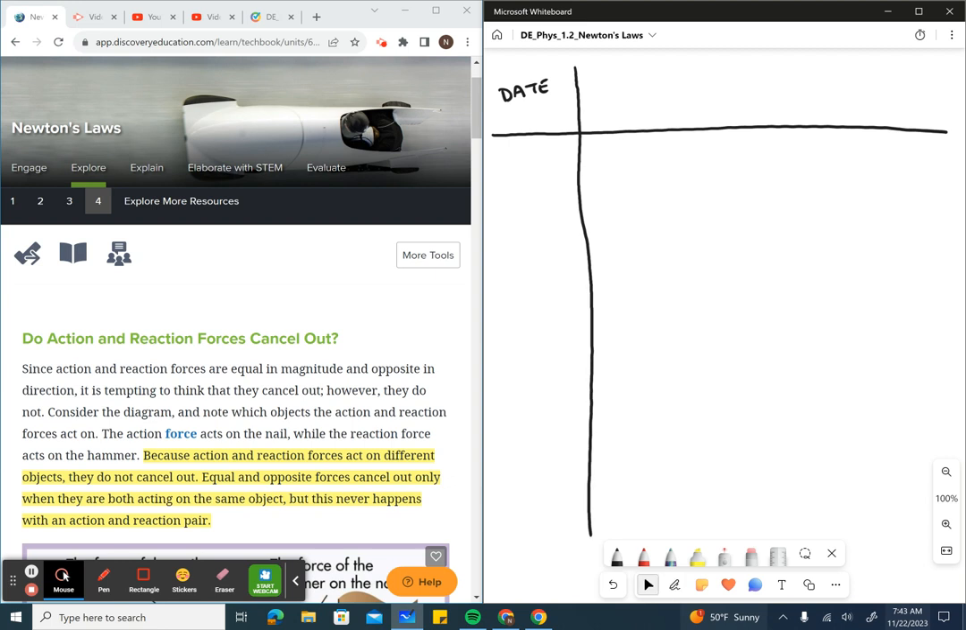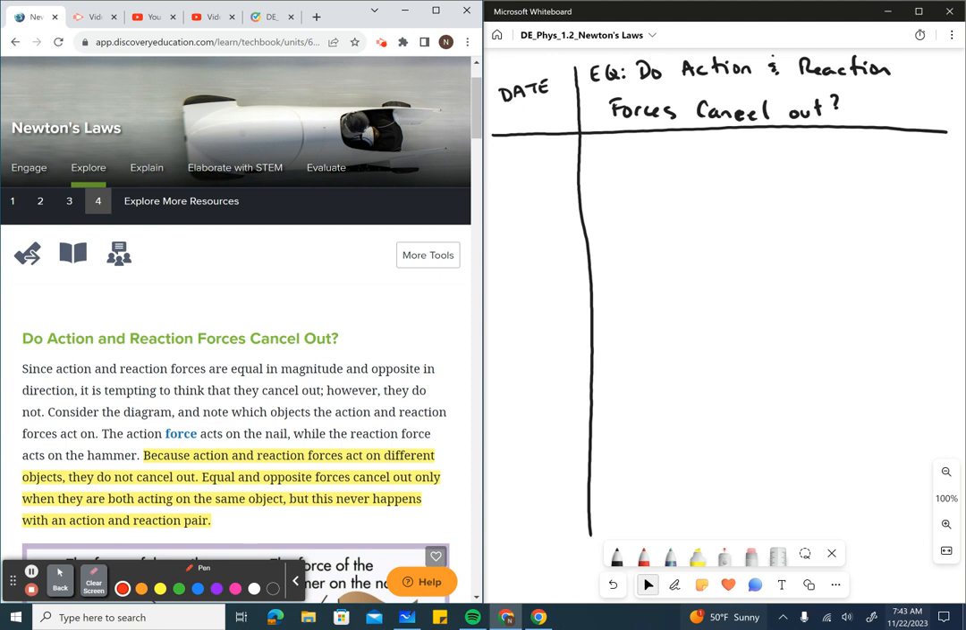I'm going to write our template, and we'll go ahead and just take the essential question provided: do action and reaction forces cancel out? Question mark. I think the opening sentence in the paragraph is a good guide for us. Since action and reaction forces are equal in magnitude and opposite in direction, it is tempting to think that they can cancel out. However, they do not. Consider the diagram and note which objects the action and reaction forces act on. The action force acts on the nail, while the reaction force acts on the hammer.